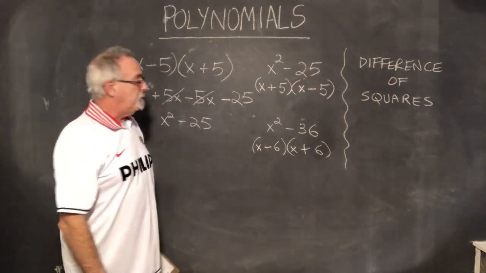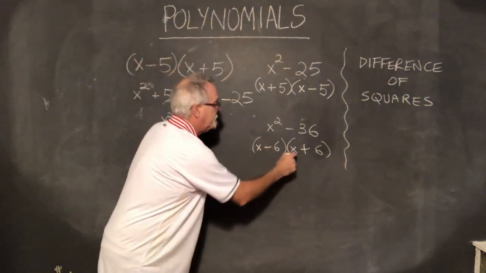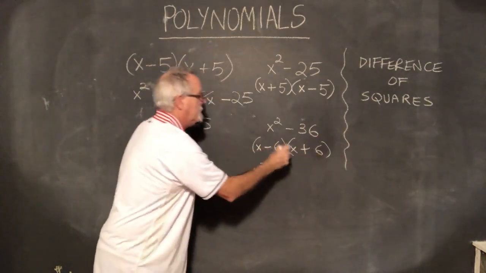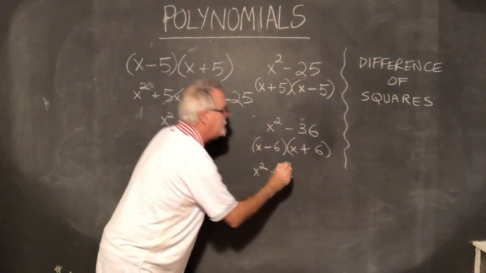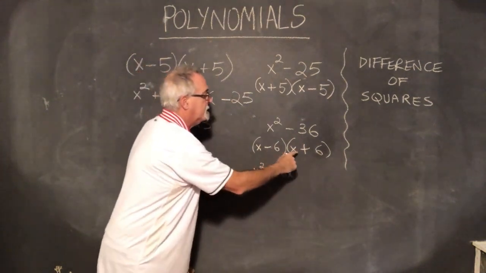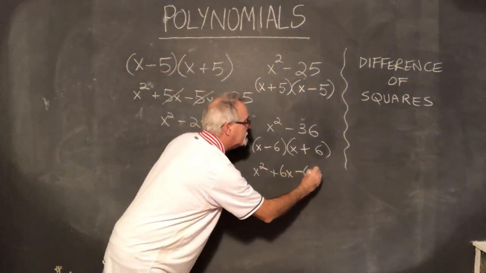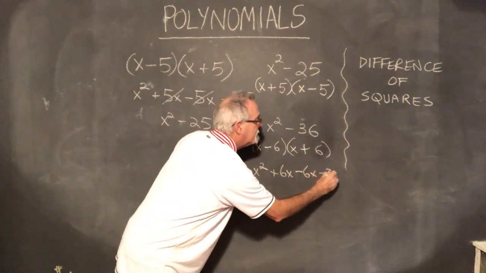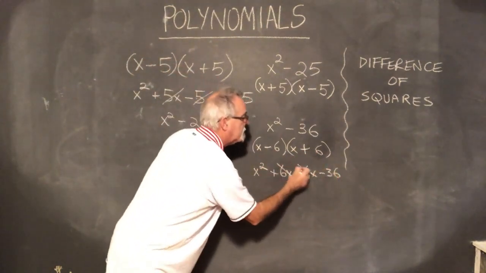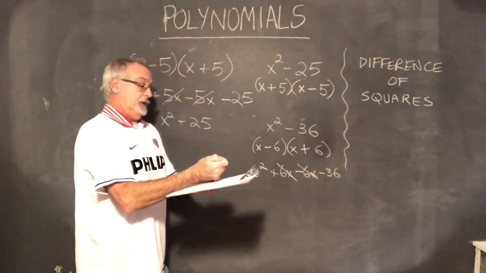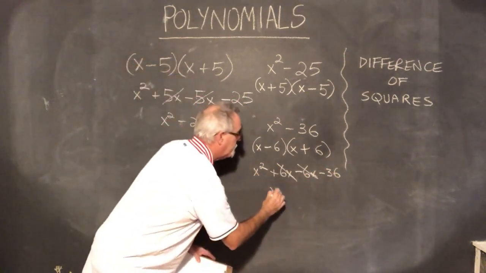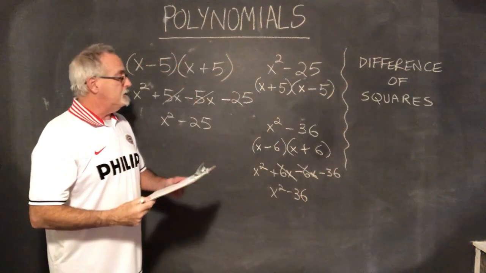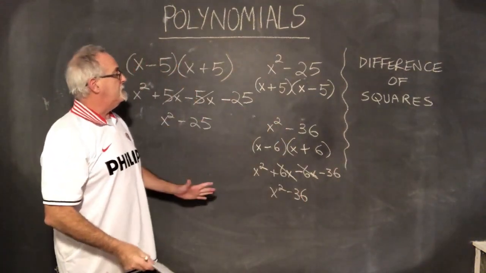And of course I can verify by multiplying. FOIL, first times first, x times x, that's x squared. Outside times outside, x times 6, that's plus 6x. Inside times inside, negative 6 times x, that's minus 6x. Last times last, negative 6 times positive 6, that is negative 36. But these two middle terms cancel. So to write it in its most simplified fashion, I have x squared minus 36. Same thing I started with. Difference of squares always works like this.